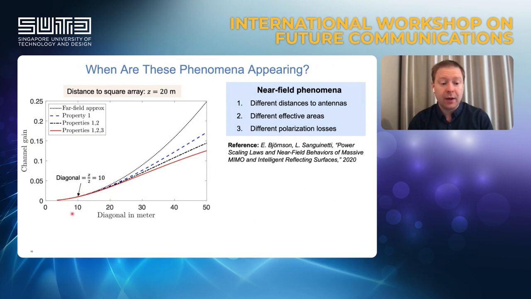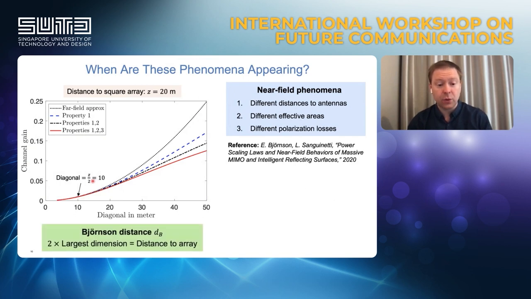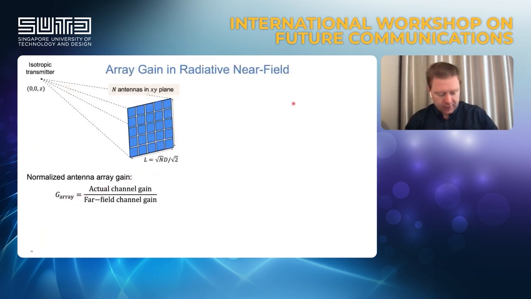And when do we actually start to care about these things? Well, that is when the diagonal is roughly half of the distance to the array. And this is something that we have started to call the Björnson distance. So it's when the distance to the array is equal to 2 times the larger dimension. That is when things are starting to change, and we need to take these things into account. So what does this really mean? Well, it means that when you are in the radiative near field, things will change. You will need to consider your performance differently and also how you're operating your system differently.